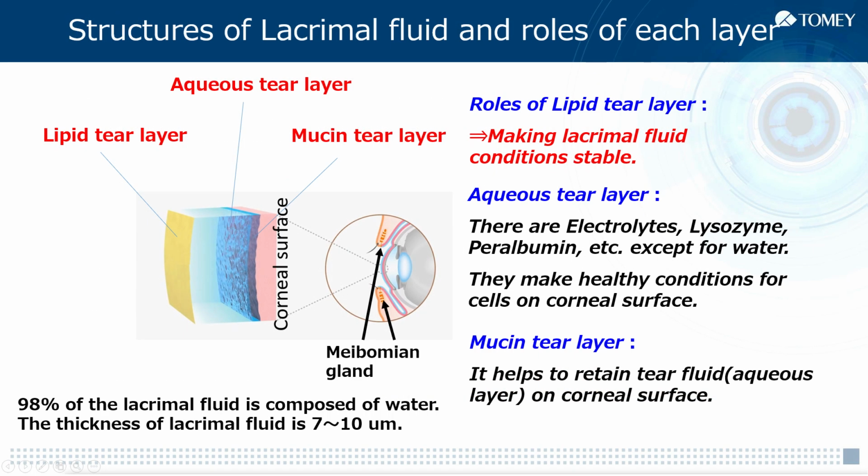This is the structure of lacrimal fluid, and its role. The lacrimal fluid is divided into 3 parts: lipid, aqueous, and mucin layer. 98% of the lacrimal fluid is composed of water, but the important part would be the lipid layer, which is making the tears' condition stable.